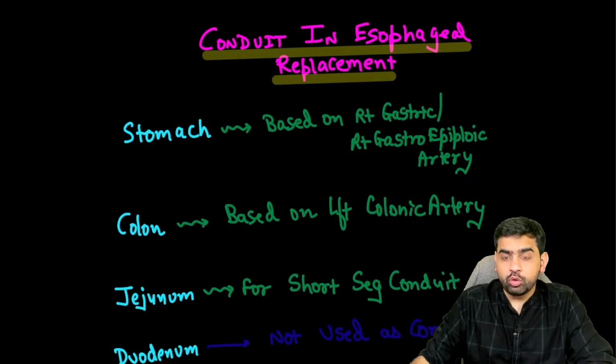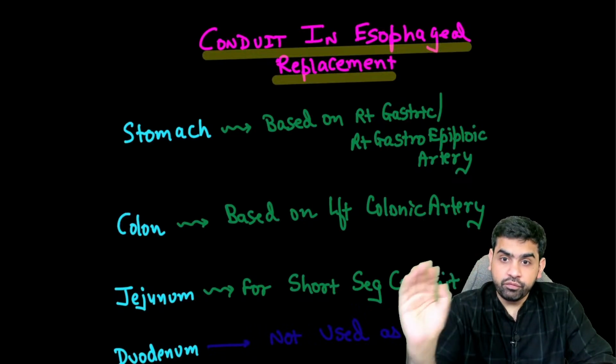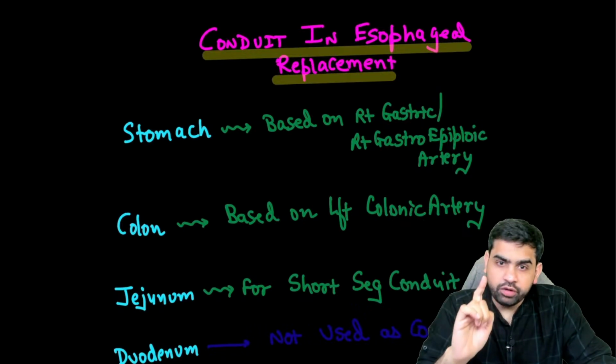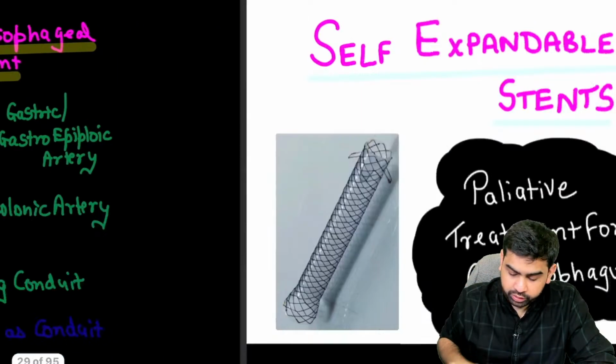So whenever you're dealing with patients with a corrosive acid injury, what is the preferred conduit which you're going to use? It is going to be the colon. It is not the stomach. I hope you have understood this point. Please do remember this. It is an important thing.